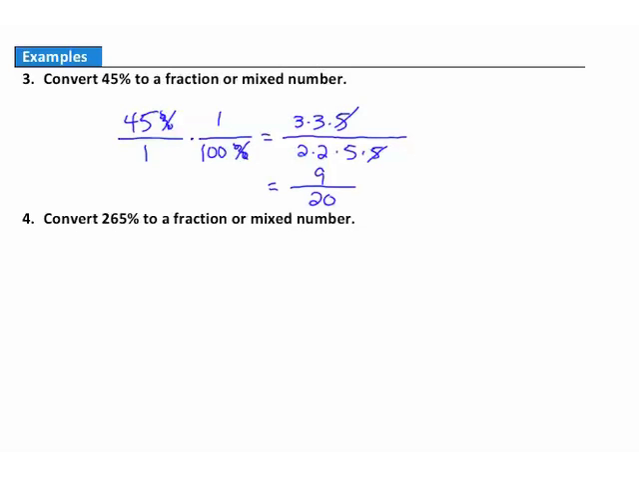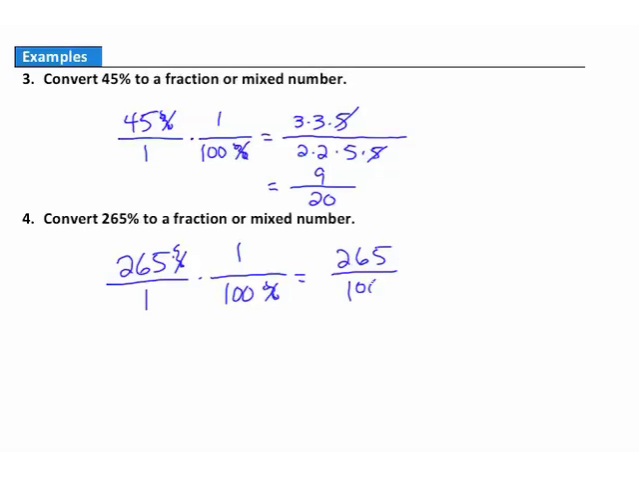Example 4. Convert 265% to a fraction or mixed number. Again, I'm going to start the same way. Write 265% over 1 so that I write it as a fraction. Now I'm going to want to multiply so that I divide out this percent symbol. So I need that percent symbol down in the bottom. And so I'm going to write this fraction that is 1 over 100%. And you'll notice again right away that the percent symbols are going to divide out. And it looks like I'm going to get 265 over 100.